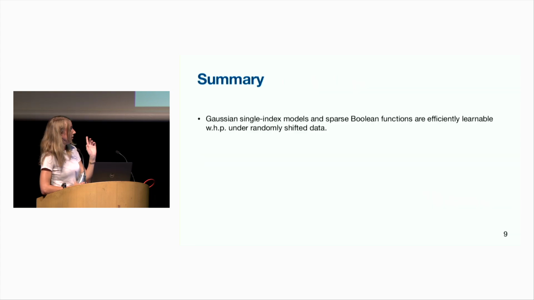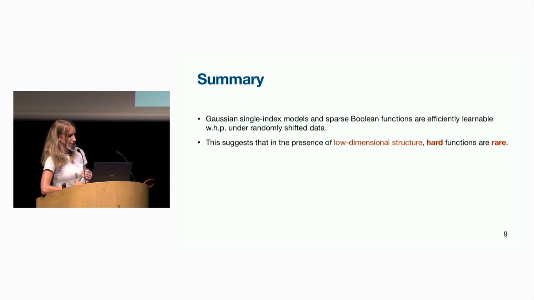So to wrap up, what we show is that Gaussian single-index models and sparse Boolean functions are efficiently learnable with high probability over random shifts, if we introduce random shifts. And this suggests that in the presence of low-dimensional structure, at least in the cases that we considered, hard functions seem to be rare and not robust to these small shifts.